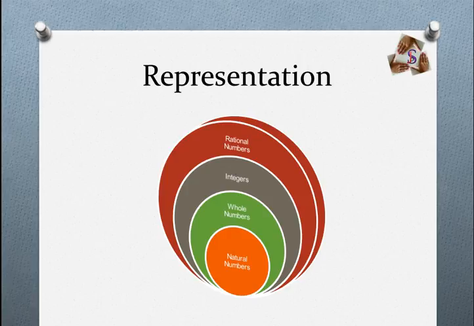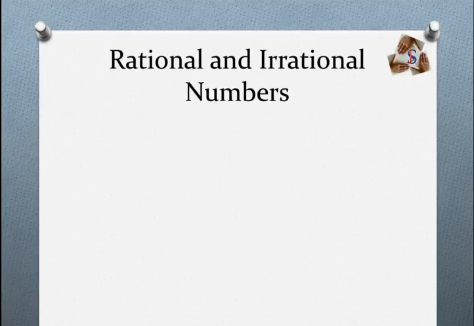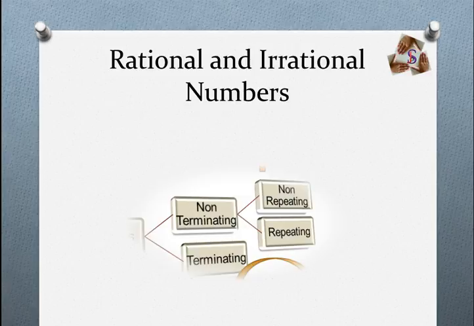So every integer can always be expressed as a fraction. Every whole number can be expressed as a fraction. Now what do I mean by this? I take an integer minus 3. So I can always write it as minus 3 by 1. So now let us try to analyze more on rational and irrational numbers.